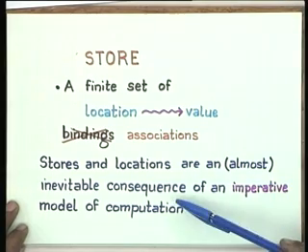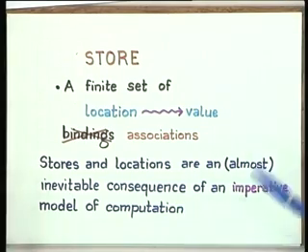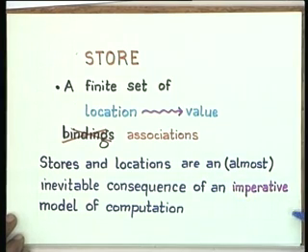And this concept is not very surprising, or it is almost an inevitable consequence of having an imperative model of computation. So it really depends upon the model of computation that you are trying to deal with, and any kind of imperative model of computation in which states can be updated irreversibly, in which there are objects which can be updated irreversibly, brings in almost the concept of locations, right.